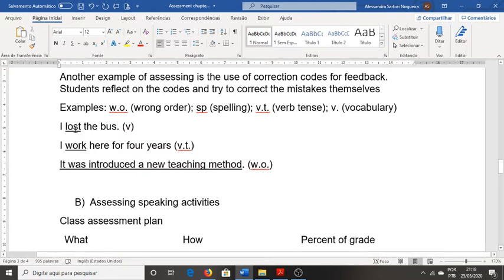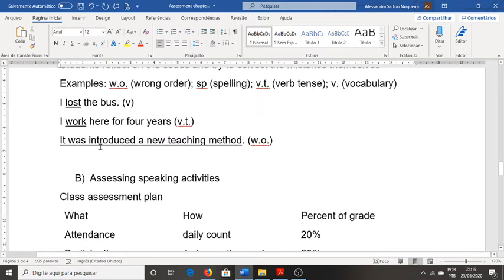But the problem here is I missed the bus, not I lost. I work here for 4 years, and then you underline the verb and you write VT, verb tense. Remember that when the focus is on a period of time, you use present perfect or present perfect continuous. So the student has to remember that, or ask someone: I've worked here, or I've been working here for 4 years. It was introduced a new teaching method, wrong order, and then the student has to redo the sentence. A new teaching method was introduced, so the order of the sentence was wrong.